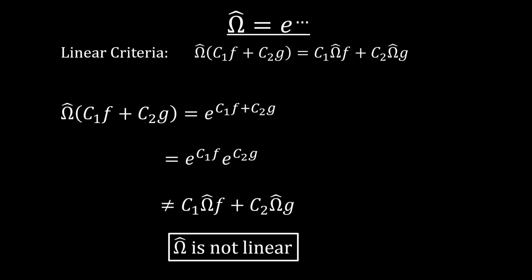Okay, so you should have found that it is not a linear operator, because when we apply the operator to c1f plus c2g, that gives us e to the c1f plus c2g. But using the rules of exponentials, we know that that's equivalent to e to the c1f multiplied by e to the c2g. So we see here that we're going to end up with multiplication rather than addition. Once we lose that addition to multiplication, we're never going to be able to get that plus sign here. There's just no mathematical way. And since we can't get the left-hand side equals the right-hand side for our linear criteria, we know that here omega is not linear.